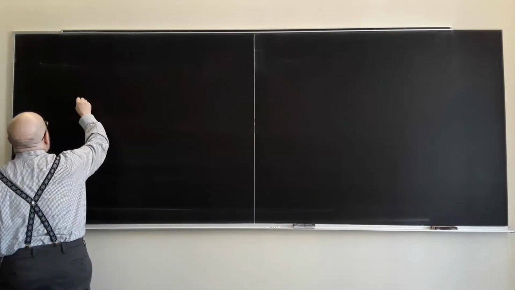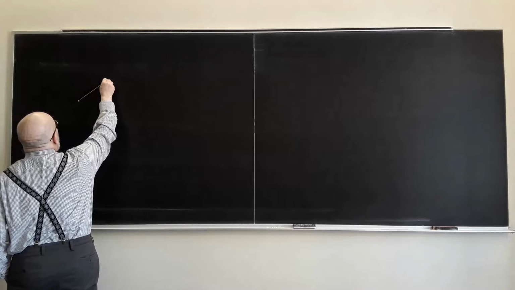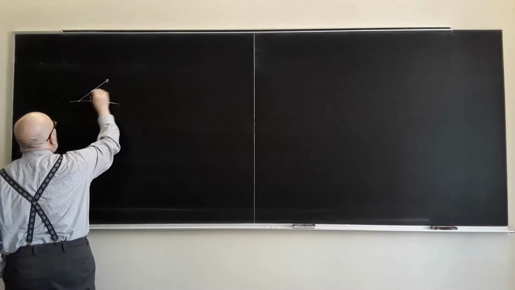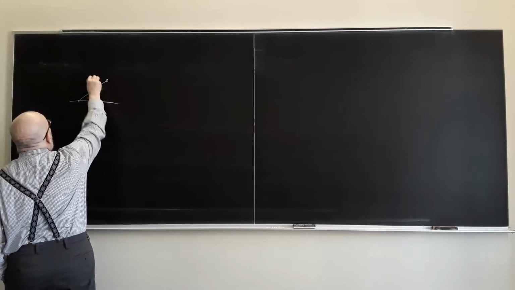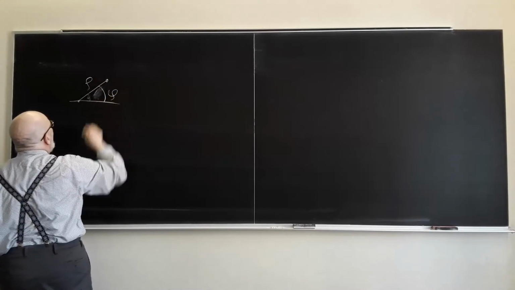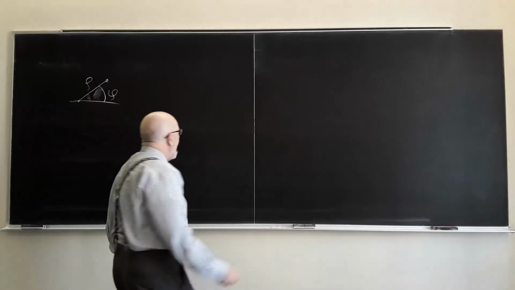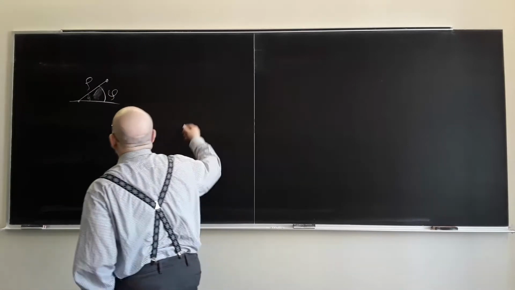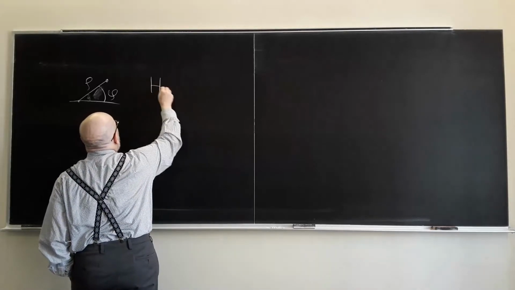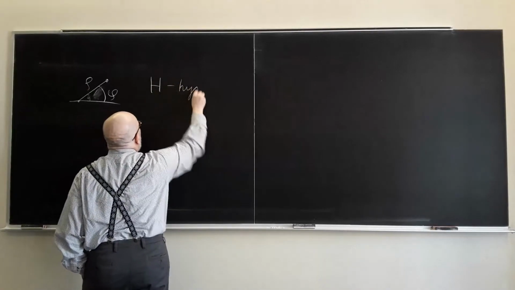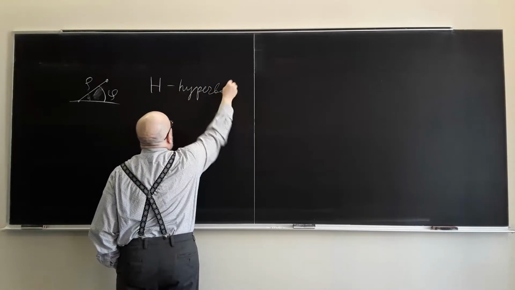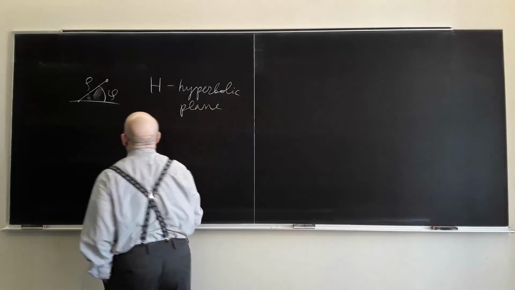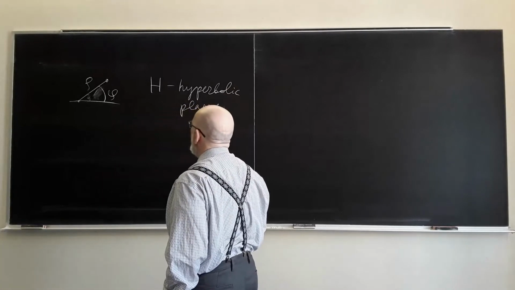So I use polar coordinates. This is rho, and this is, say, phi. And H is a parabolic plane. H is a parabolic plane.